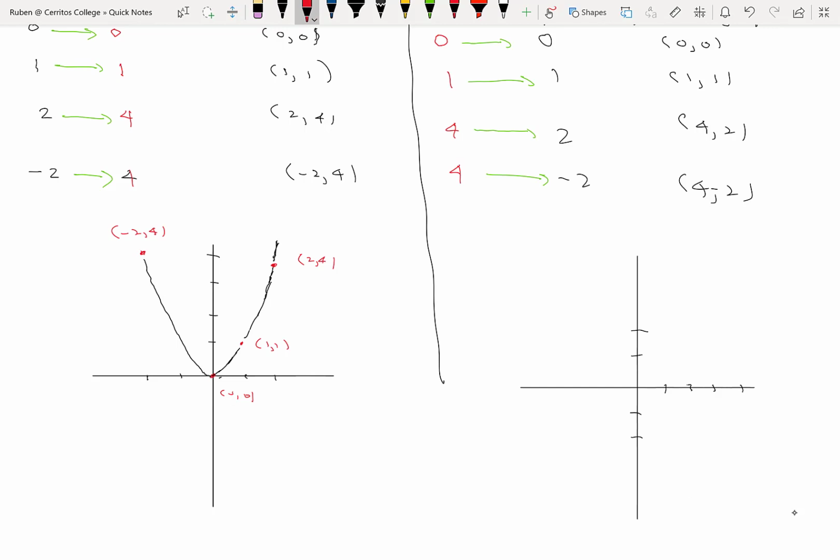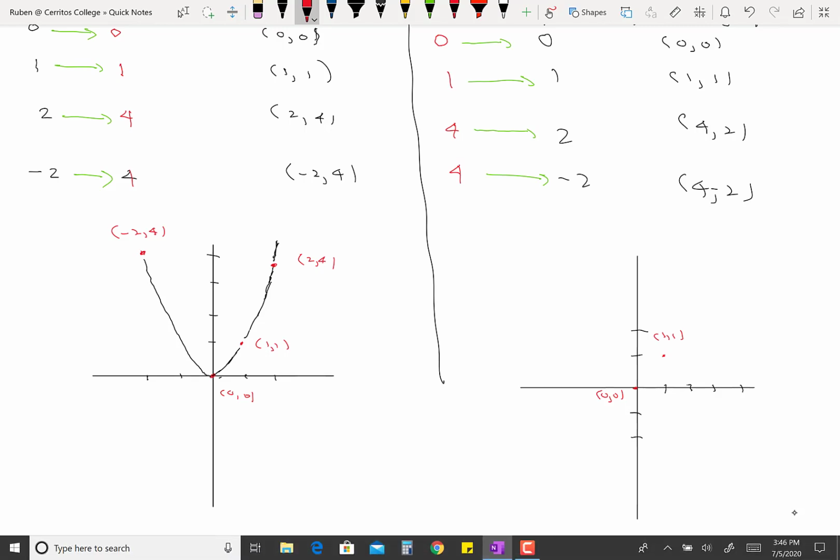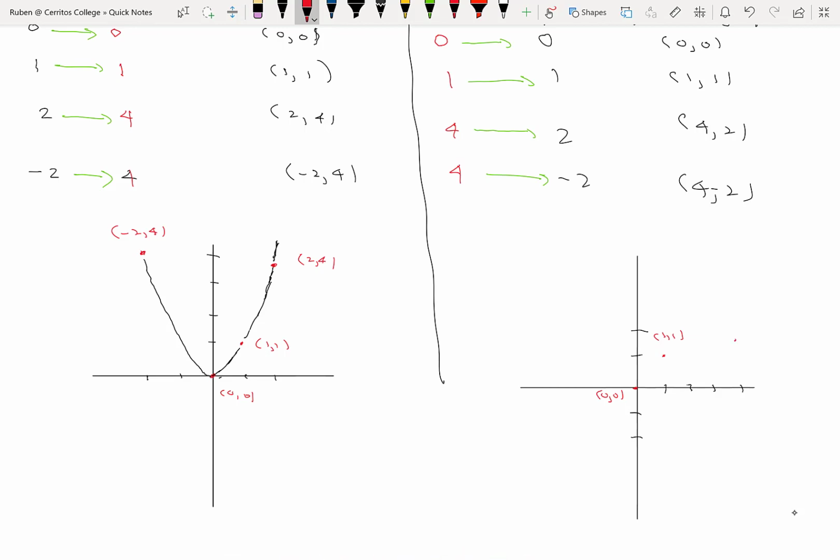There, if you take the point on the function, the origin 0, 0, reverse the x's and y's, you get 0, 0 again. If you take 1 and 1 and reverse those coordinates, you're still with 1 and 1. If you reverse the coordinates of the point whose coordinates are 2 and 4, you get 4 and 2. And if you reverse the coordinates of the point with -2 for x and y is 4, you get 4 and -2.